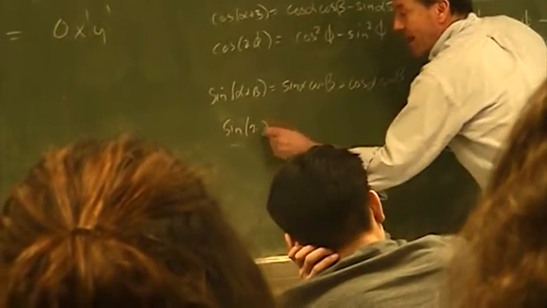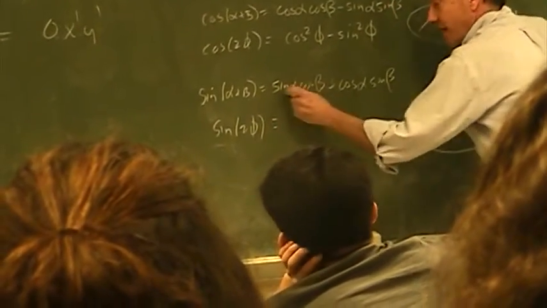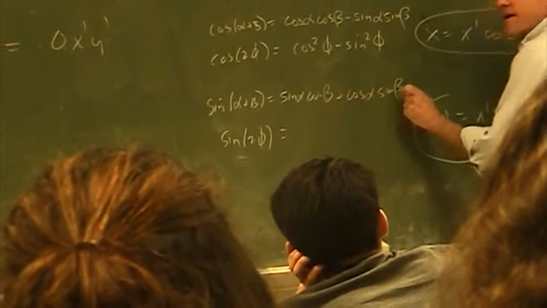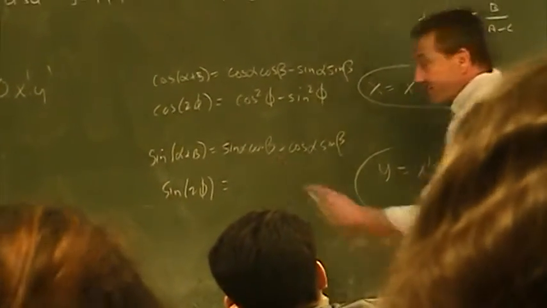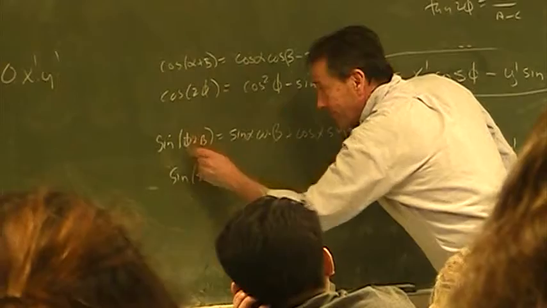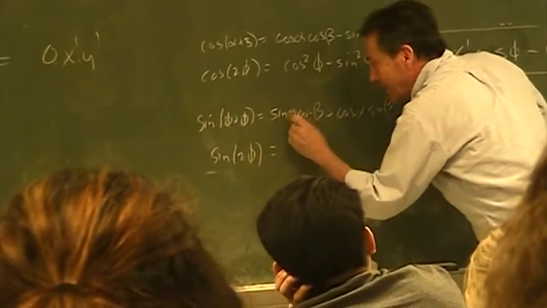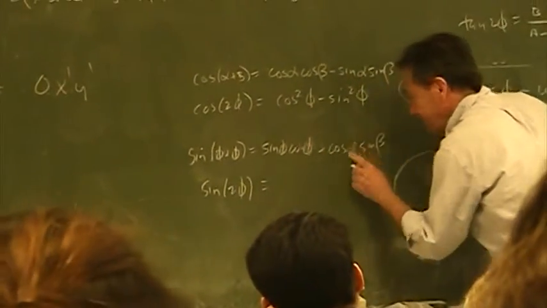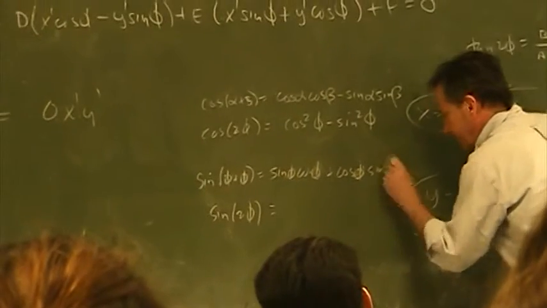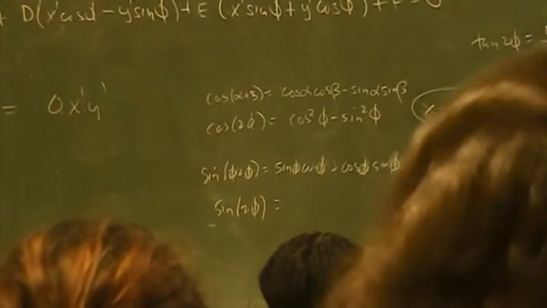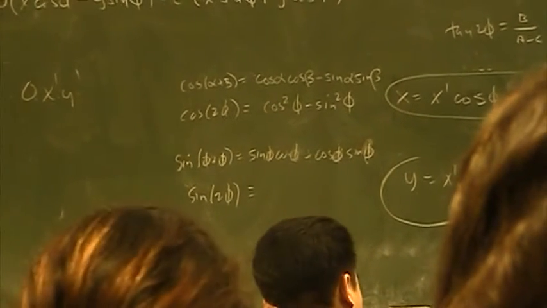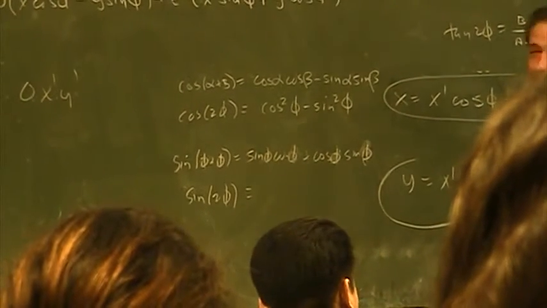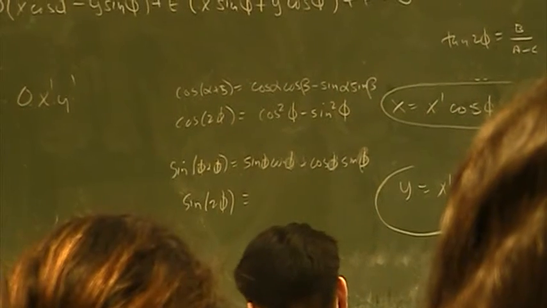Sine of the double angle equals sine cosine plus cosine sine of the same angle, which is 2 cosine sine. How do you guys forget this? We should have made you derive those. We got lazy.